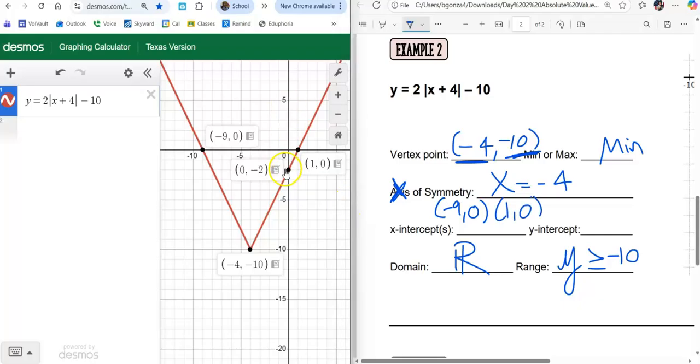Y-intercept, where does it cross the y-axis? 0, -2. It's too easy. Mr. J, give us something harder.